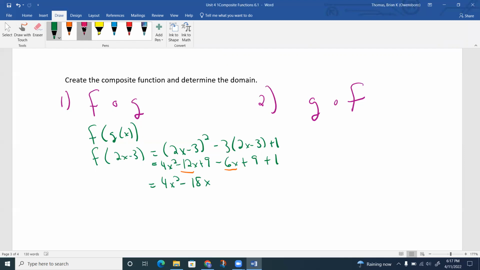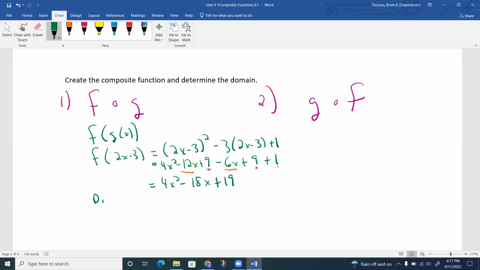And then we have this 9 and this 1 that kind of go together. So 9 and 9 is 18, plus 1 more is 19. So we end up with 4x squared minus 18x plus 19. That would be our new function.